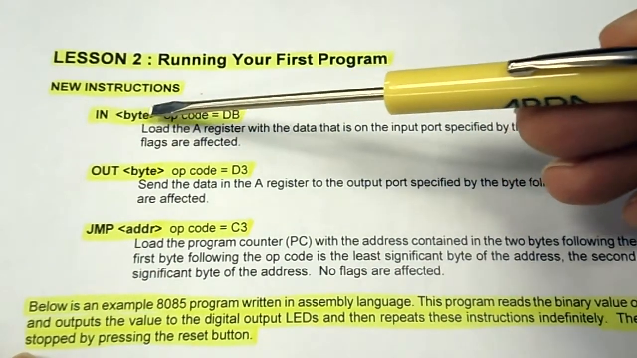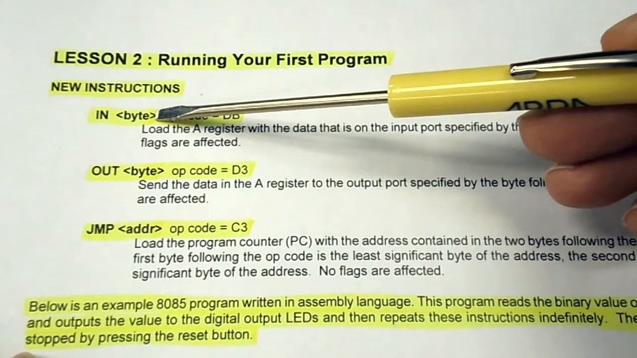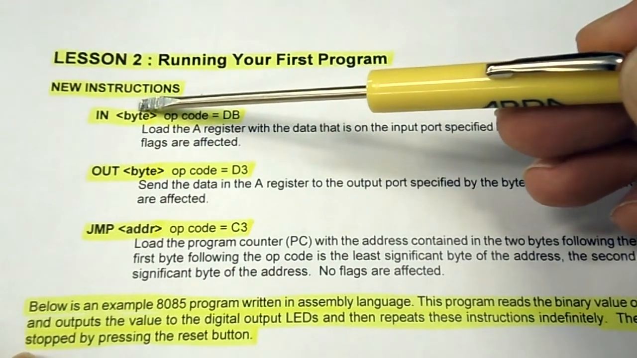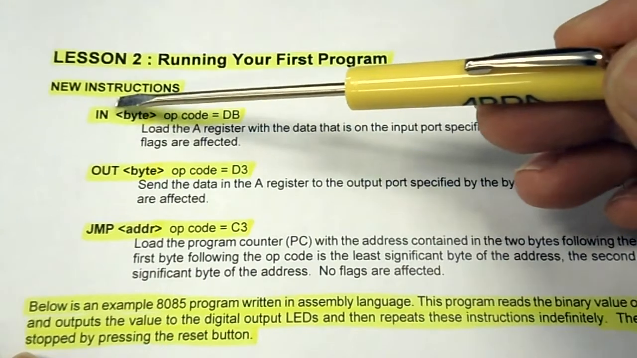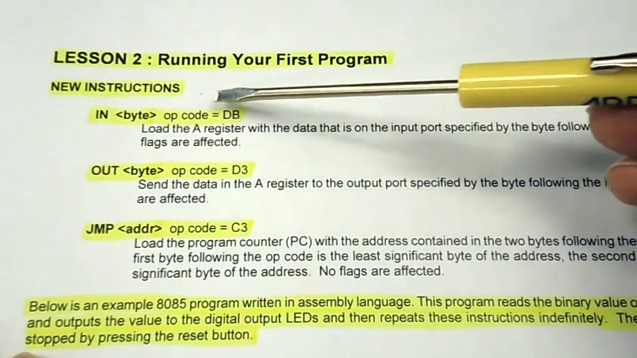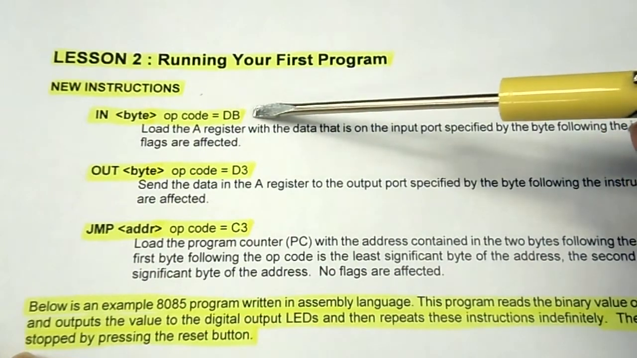Now the IN instruction is followed by a byte of data, and when we entered our program in lesson 1, we said DB 12, so 12 was our port that we were going to get the data from. So we say IN 12, and the computer sees DB 12.